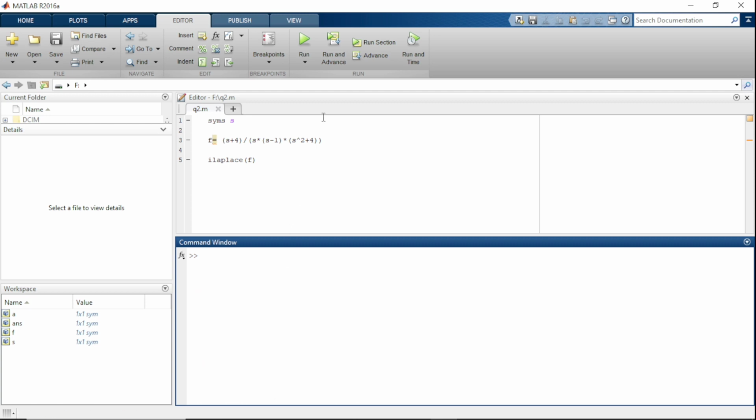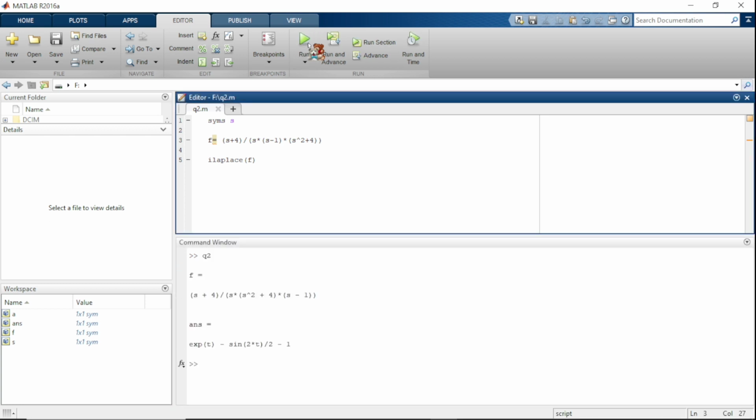Just use the ilaplace transform and run this program. So here you can see, it will be e to the power t minus 0.5 sine 2t minus 1. Okay, so this is a very simple example. So just use this command ilaplace in MATLAB. You can easily convert the s domain to the t domain.